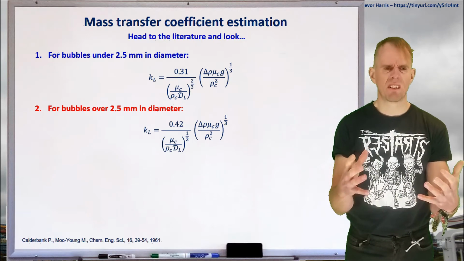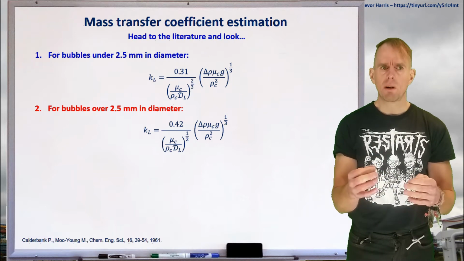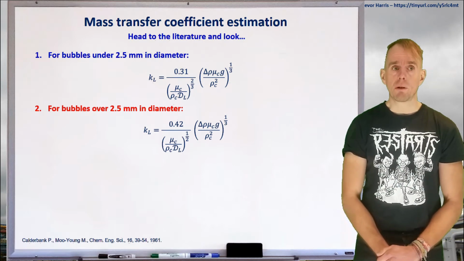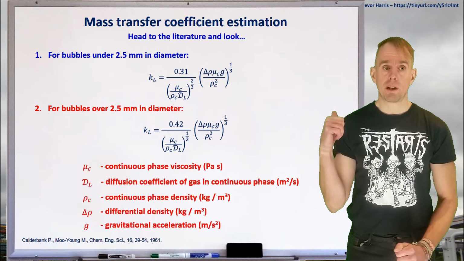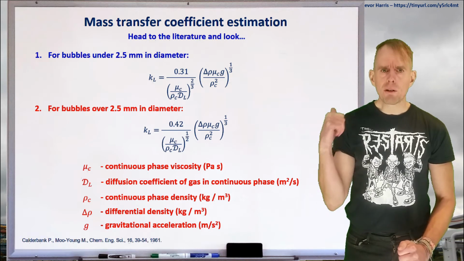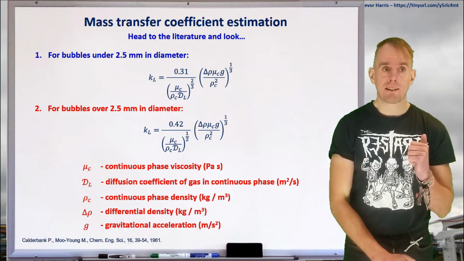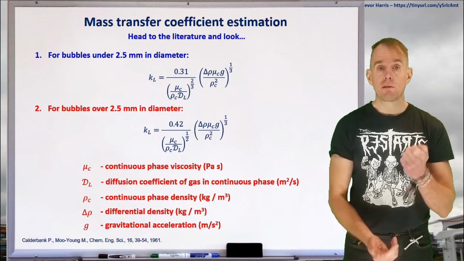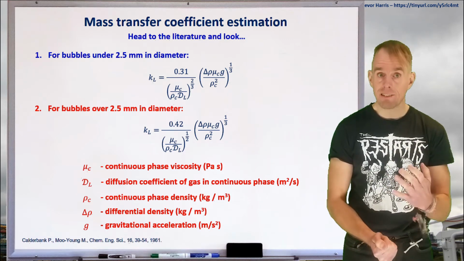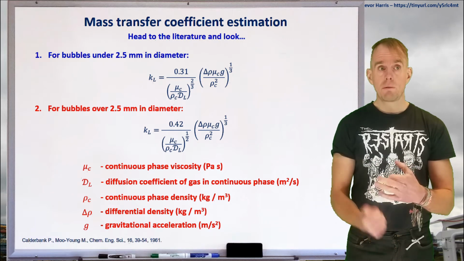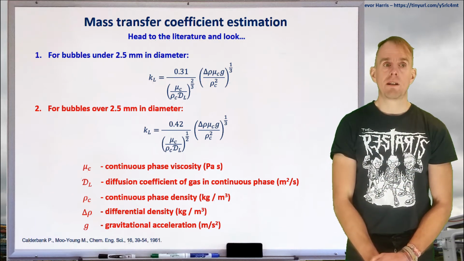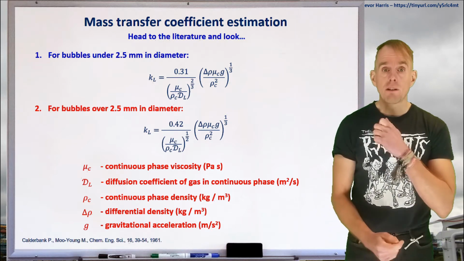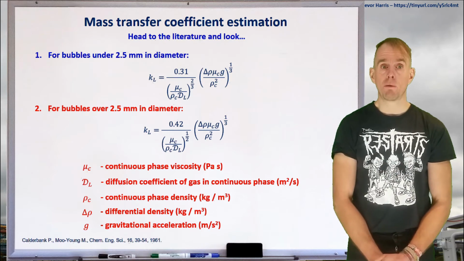We've got some groups that look kind of like Schmidt numbers, we've got some gravity terms, we've got some terms that involve density, but we've also got terms that involve diffusion coefficient. So if we look more carefully, the diffusion coefficient is of the gas in the continuous phase. So the continuous phase in these bubbly systems is going to be the liquid phase. So what we want is the liquid phase diffusion coefficient, in this case of oxygen. So these mass transfer relationships are easy to compute as long as you know the physical properties of the materials that you're dealing with, and can also get a decent estimate of this diffusion coefficient.